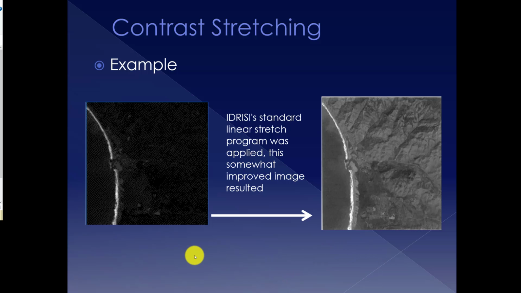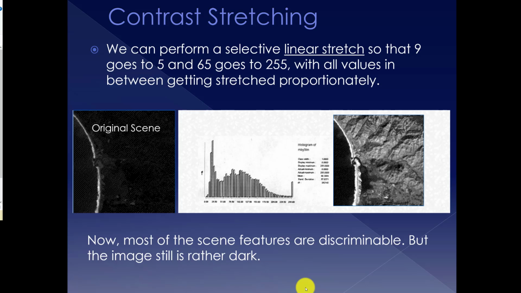So, not changing the data per se, we are manipulating the data just so that we can get a better visual of what is represented in the data. So we can perform a linear stretch so that 9 goes down to 5 and the 65 is stretched to 255. So we might ask, well, why don't we stretch down to 0?